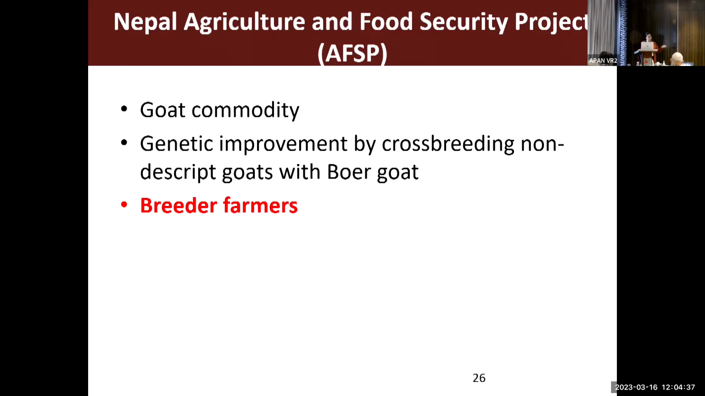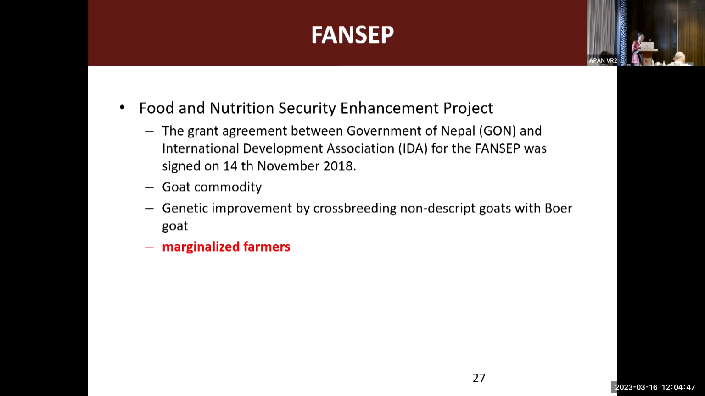That project focuses only on breeding animals, so only larger farmers and larger farms are used. But another project came after that, FANSEP, the Food and Nutrition Security Enhancement Project, which involves marginalized farmers. After learning from the earlier project, we started going to even the grassroots farmers, who have only a few goats in their homestead.